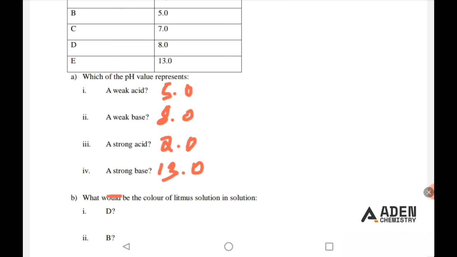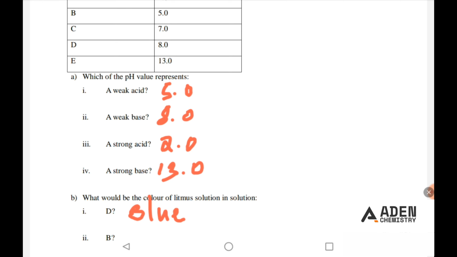We are told: what will be the color of litmus solution in solution Roman 1, D, and Roman 2, B? So what is D? What's the nature of D? D is 8.0. So is it acid, base, or neutral? You have to know that. It is a base, because we said the pH values for bases are above 7 up to 14. So 8 is in between there, so it's a base. So what is the effect of litmus solution on a base? It will be blue. The color will be blue.